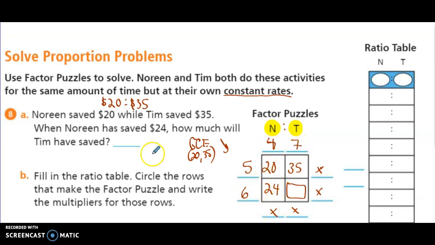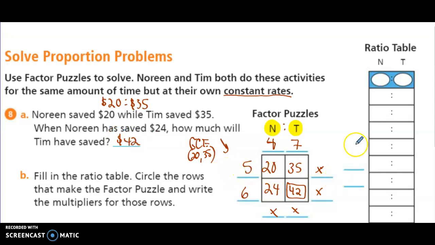And then to finish out and answer the question, I'm going to use these outside factors, 7 times 6. Because they're saving in a pattern, which we call a constant rate, when Noreen has saved $24, Tim, following his savings methods, will have $42. Dollar signs go in the front.